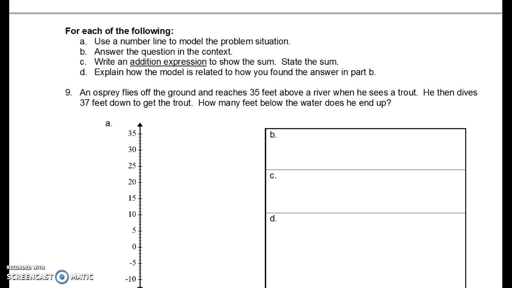All right, so let's take a look at number 9, the problem about the osprey. This is my favorite problem. An osprey flies off the ground and reaches 35 feet above a river when he sees a trout. He then dives down 37 feet to get the trout. How many feet below the water does he end up?